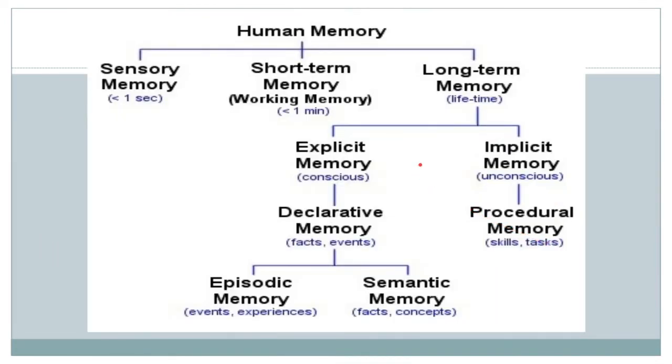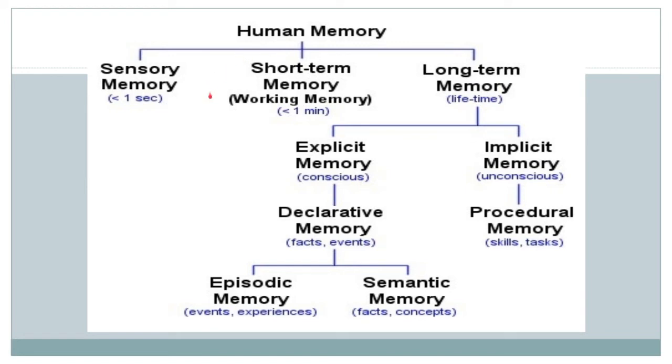So when you break down human memory, you have sensory, which is less than a second. So this is when you're looking around, you don't really remember every single thing that you see. So your brain picks out the most important things and has you focus on that. And so your sensory memory is everything coming in at once, and then your brain focuses on specific things.